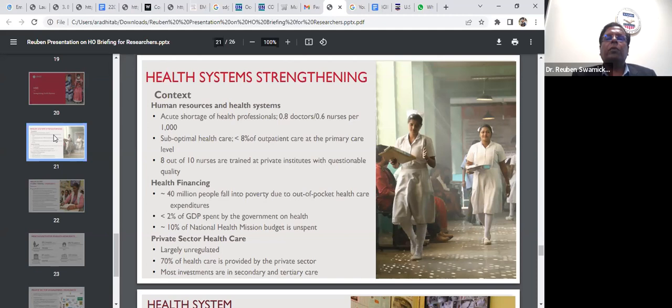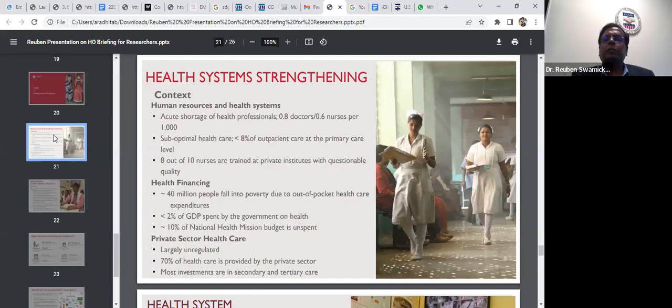Second one is, over 40 million people fall into poverty due to out-of-pocket healthcare expenditures. All of you are aware that we do not have adequate outpatient healthcare that is available through an insurance system. Insurance pays only if you're admitted for at least 24 hours, right? And so invariably healthcare in India is out of pocket, which puts a huge burden on finances that a family may have, right?